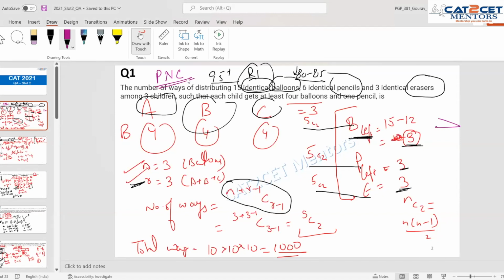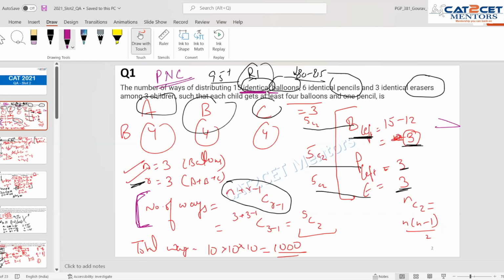Okay. And for PNC, many people don't study PNC that well. But again, I will suggest that you should definitely know this formula. Because CAT repeats questions and this formula is used many times. And not just in CAT, you will have to use this in LRDI also. But again, the condition is that they all should be identical. Like the items that need to be distributed have to be identical.